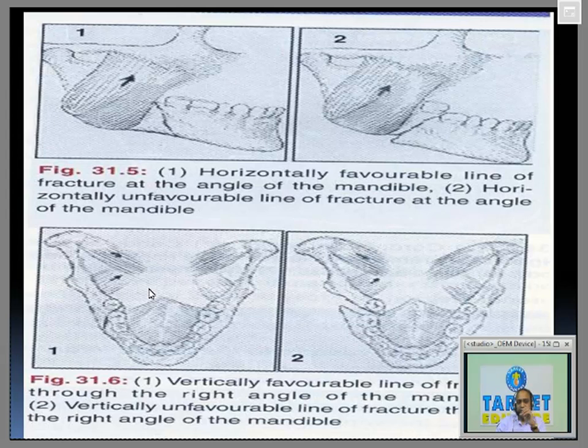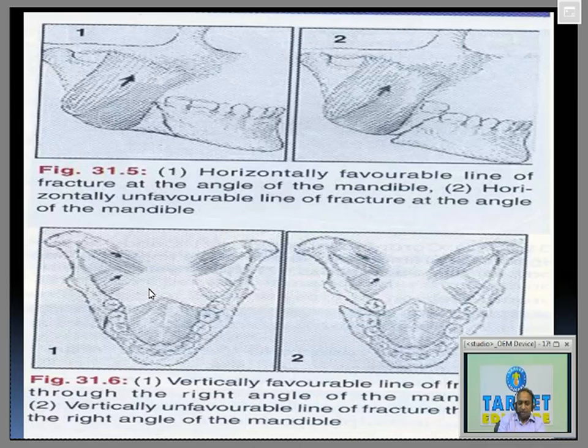In closed reduction, what we do is we just manipulate the fragment, we reduce it without opening or doing the surgery, without treating the fracture line by opening it and visualizing the fracture directly with the naked eye. In closed reduction, we are just manipulating and reducing the fragments, and then we are doing some type of immobilization with the help of arch bar and doing IMF or intermaxillary fixation.